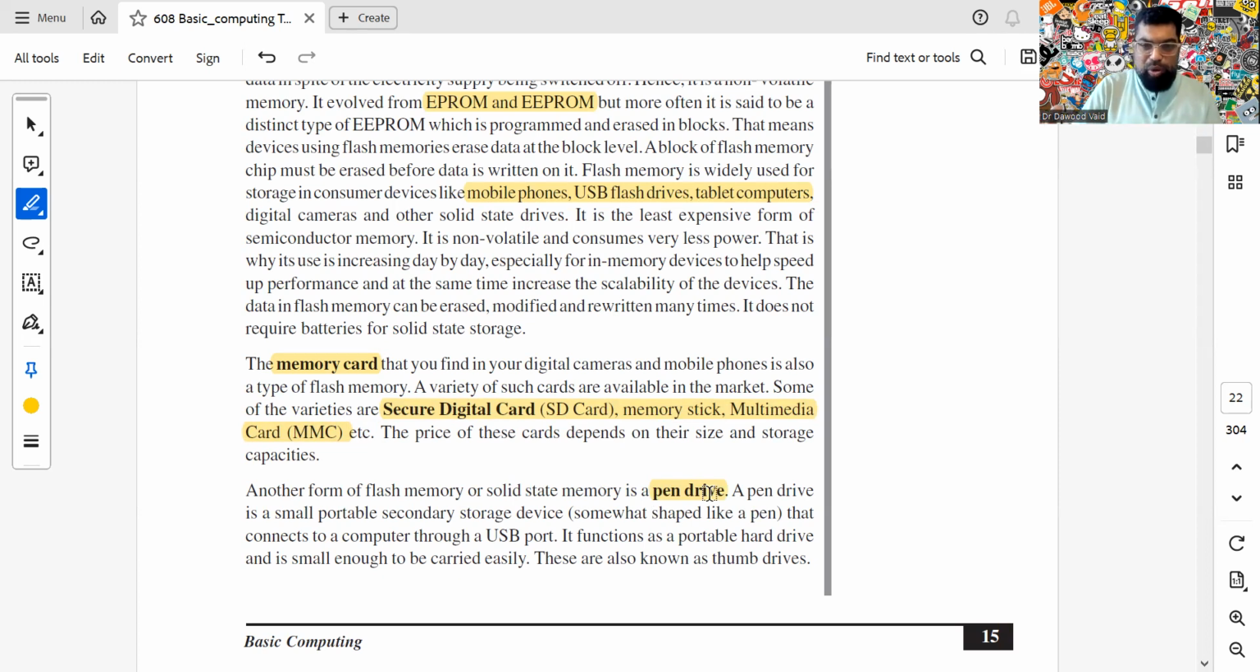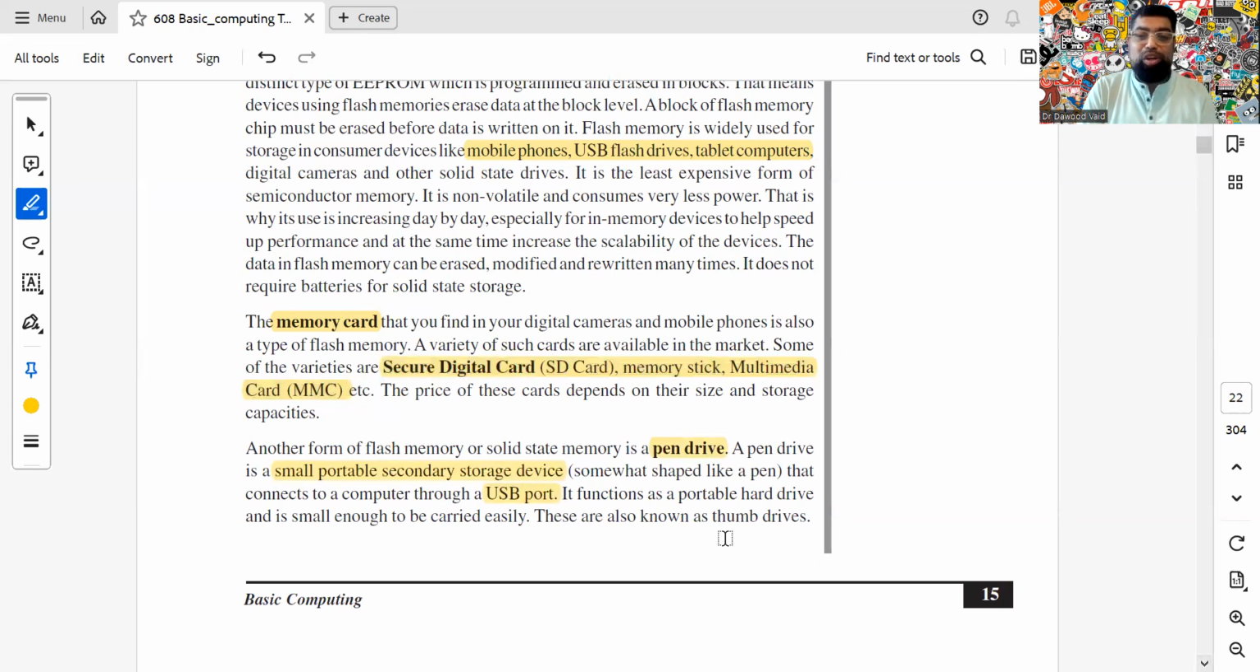A pen drive is a small secondary storage portable device. Remember these words: small portable secondary storage device. It's called a pen drive because it looks like a pen. You connect it to a USB port and you can collect data. You can use it. It's also called, an old word I almost forgot, thumb drives. So it's a thumb drive or a pen drive.